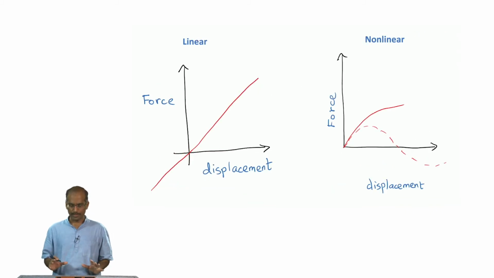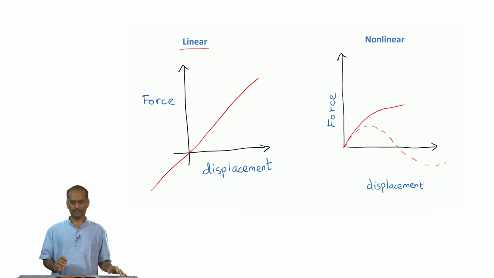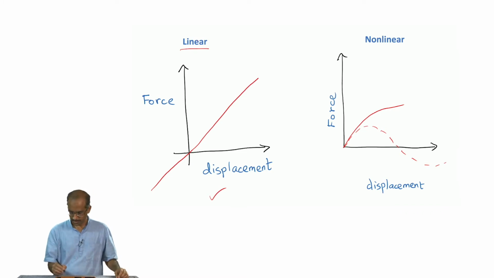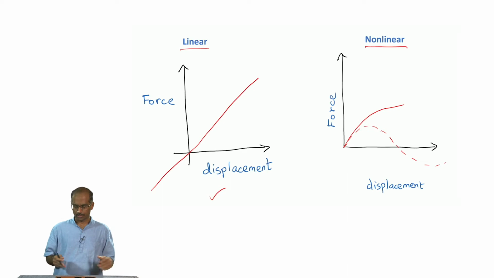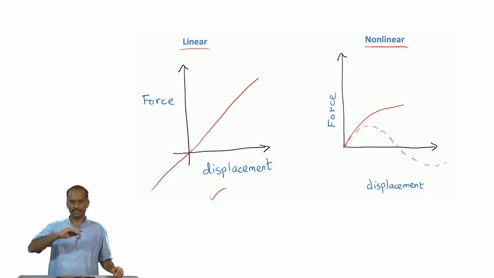Here I have pictorially depicted what is linear and nonlinear. For example, in the case of linear, as I said, the restoring force is proportional to displacement. So, there is a straight line relation between force and displacement. On the other hand, in the case of nonlinear systems in general, the restoring force is no more linearly related to displacement like I have shown here. Here I have shown two different nonlinear functions, one that seems to rise and appears to saturate, the continuous red curve, and the other that seems to oscillate, the dashed red curve.